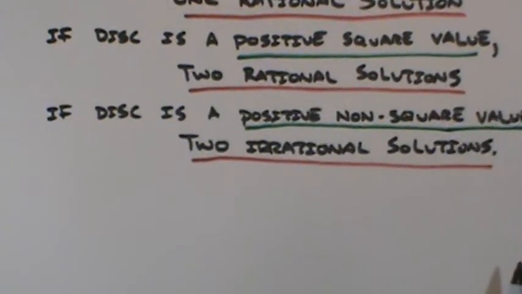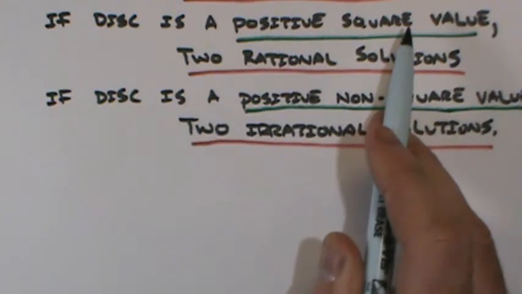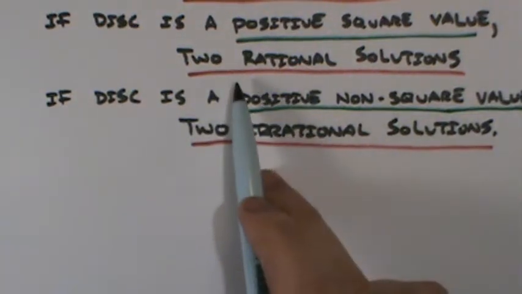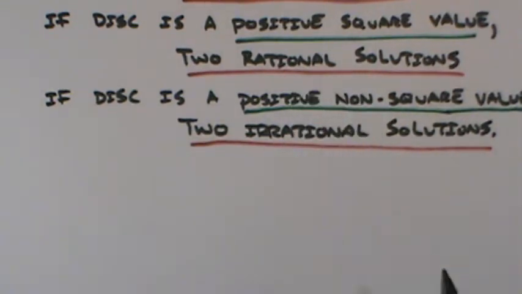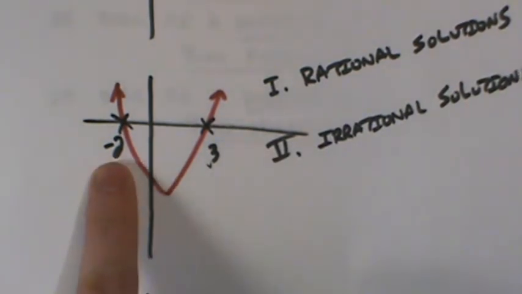Now the next two state that if the discriminant is a positive square value, so remember your squares, we're talking 1, 4, 9, 16, 25, so on and so forth, 121, 196, 625, any of those square values, if that is the result when you plug these numbers into the formula, called your discriminant, you will have two rational roots or two rational solutions. And that means it would be something like what I have here. These are rational numbers, -2 and 3.